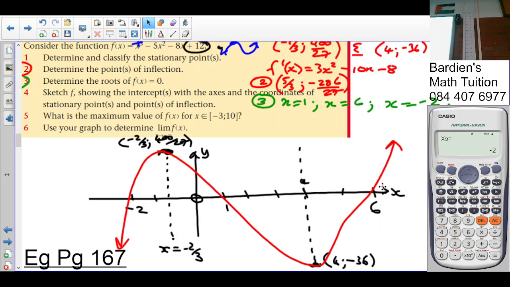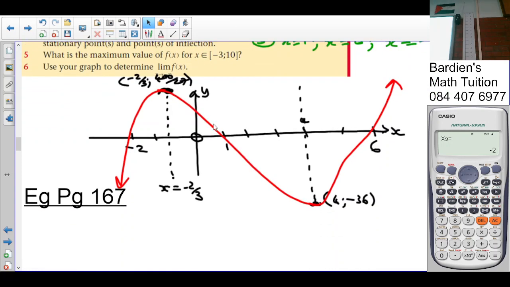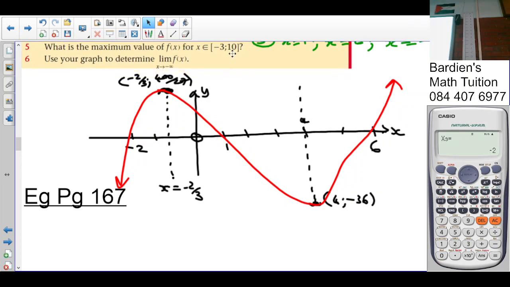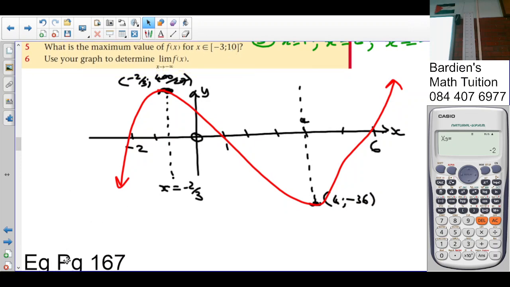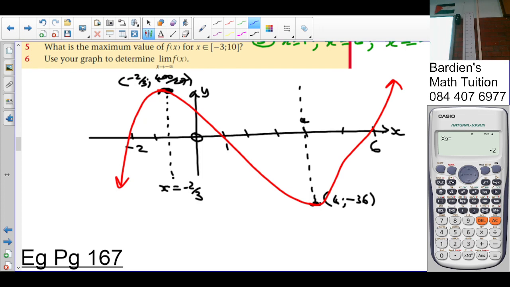Right. The next question says, what is the maximum value of f of x for x an element of negative 3 to 10? What is the maximum value? Okay. So if you look at, where's x negative 3? If this is negative 2, then negative 3 is about there. So somewhere along here, you got negative 3. Then the graph goes here, that's a local maximum.